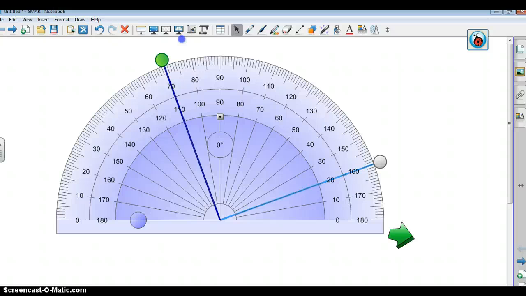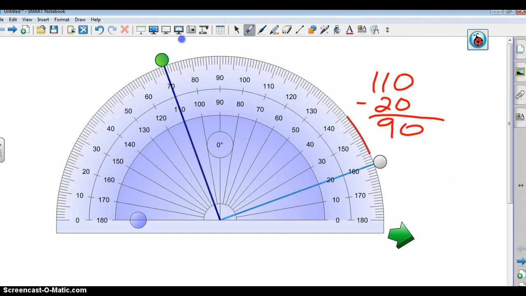Yes. How do I know? Okay? So, raise your hand if you can explain to me very quickly how I know if this is a right angle or not and how I can check. Derek? Subtract the number that your green dot is at. Okay, so Derek is telling me I'm going to take the larger number, 110, and I'm going to subtract the smallest number. If this is a right angle, what does that have to equal? 90 degrees. Okay? 11 minus 2 is? 9. So this is a right angle.